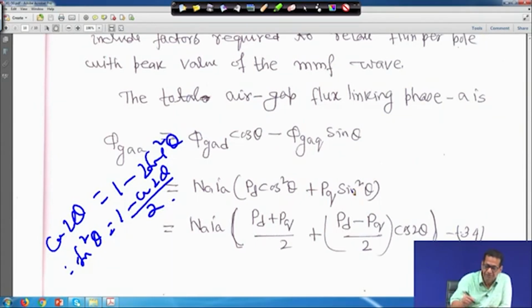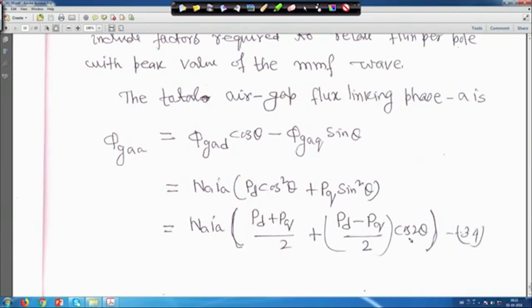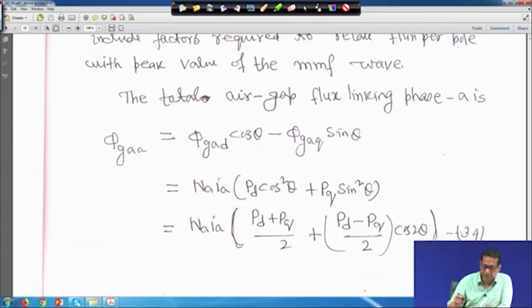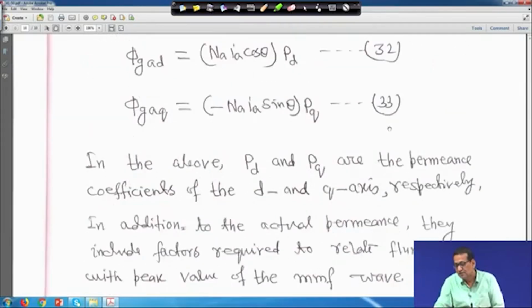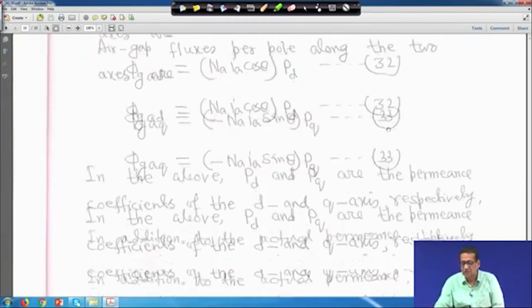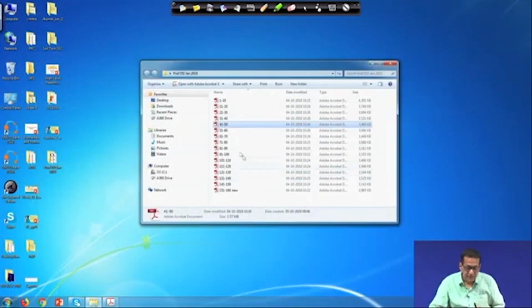If you do so, you will get N_A I_A times [(P_d plus P_q) by 2 plus (P_d minus P_q) by 2 into cos 2 theta]. So this is equation 34. I hope this part is understandable. Now once you have done this, we will go to the next one.